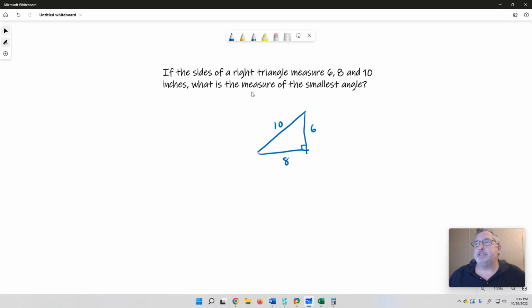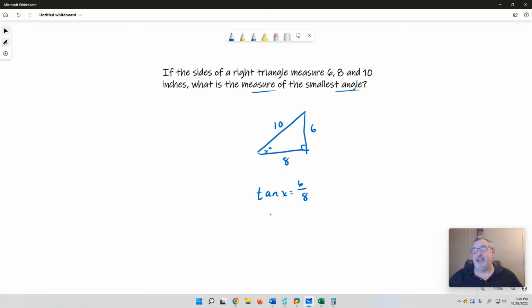And the first one says, what's the measure of the smallest angle? Well, the smallest angle will be opposite the smallest side. So this will be the one that we're trying to find right there. So you can use any ratio you want for this since you know all 3 numbers. I'm just going to use the tangent ratio. So tangent is opposite over adjacent. So the tangent of x equals that.